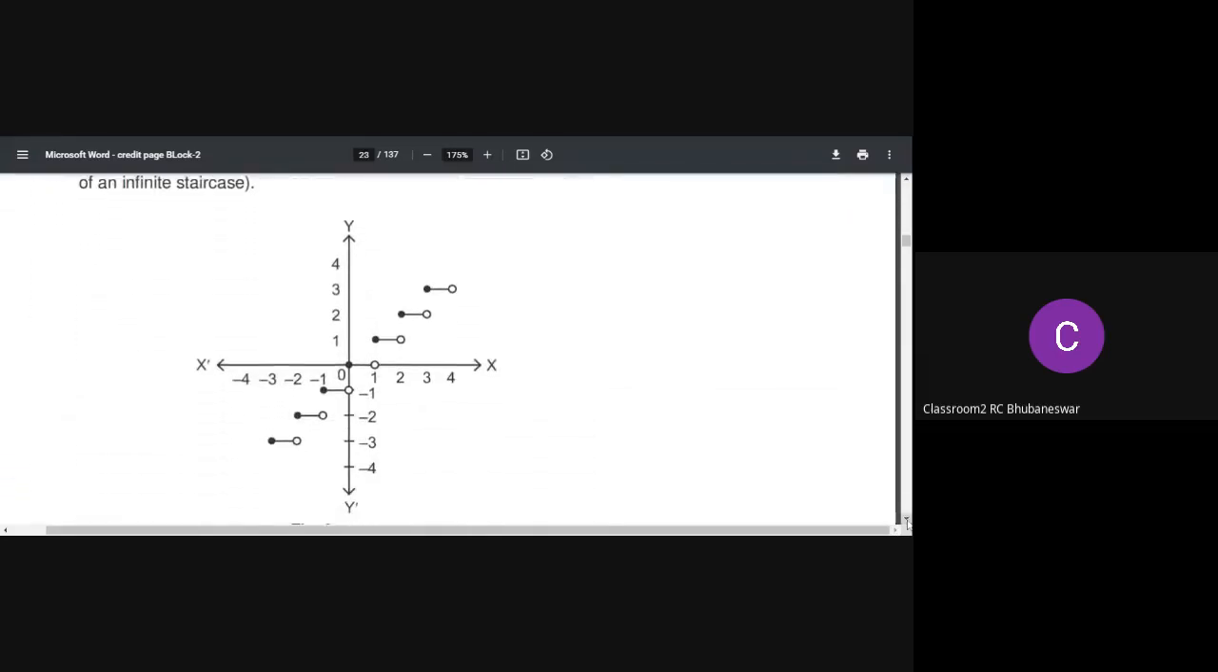Now, if we plot the graph of this greatest integer function, the graph will look like steps. So that's why this function is also known as a step function.